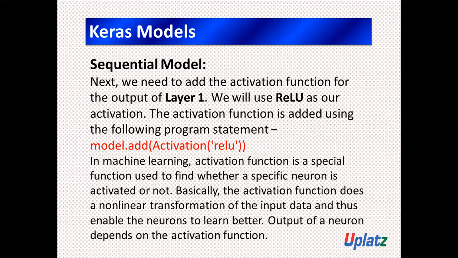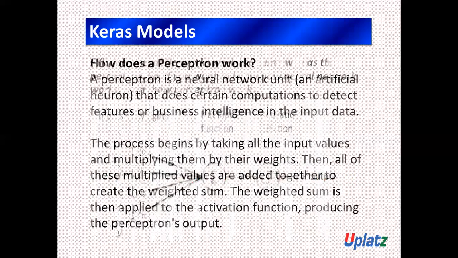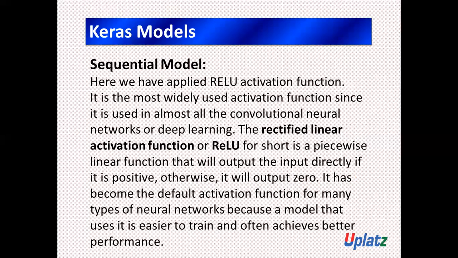So how to add the activation function? It's very easy. Just write model.add activation and inside the parentheses write rectified linear unit. Once you add the activation function, here we have applied the rectified linear unit activation function, ReLU. It is the most widely used activation function, since it is used in almost all convolutional neural networks and deep learning.